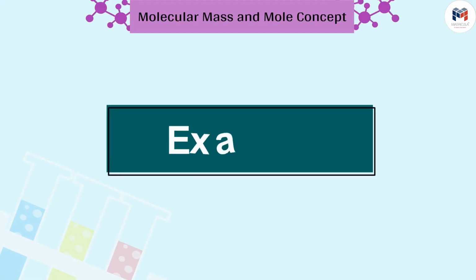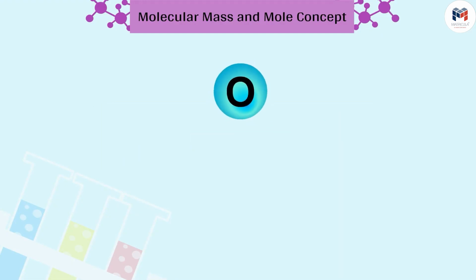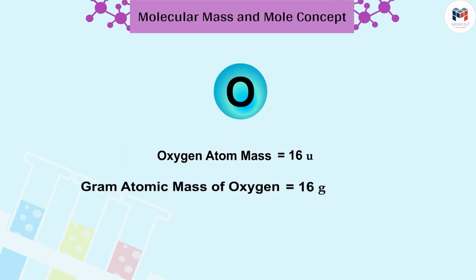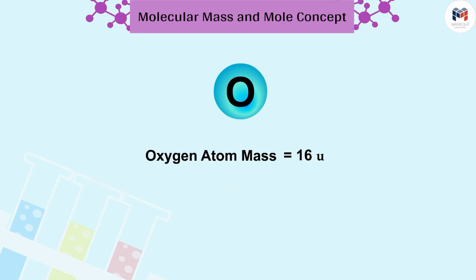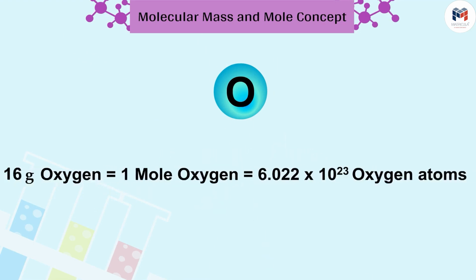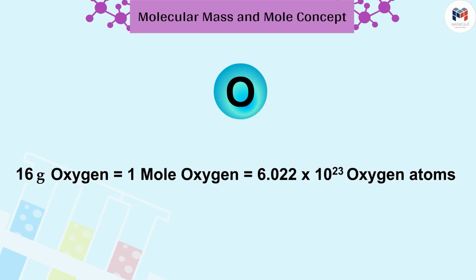Let us understand this in more detail by some examples. The oxygen atom has a mass of 16U. Therefore, the gram atomic mass of oxygen will be 16 grams. 16U is the mass of only one oxygen atom, and 16 grams of oxygen is 1 mole of atoms. That is 6.022 into 10 raised to 23 oxygen atoms.